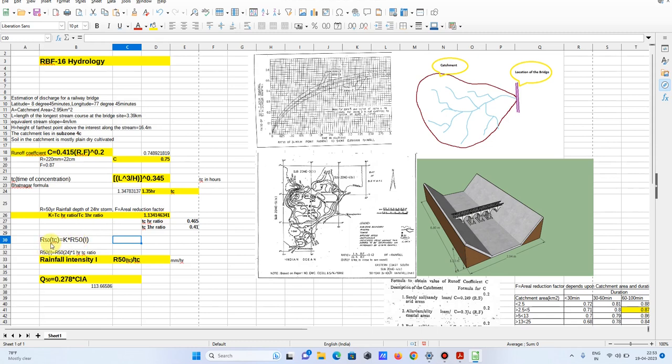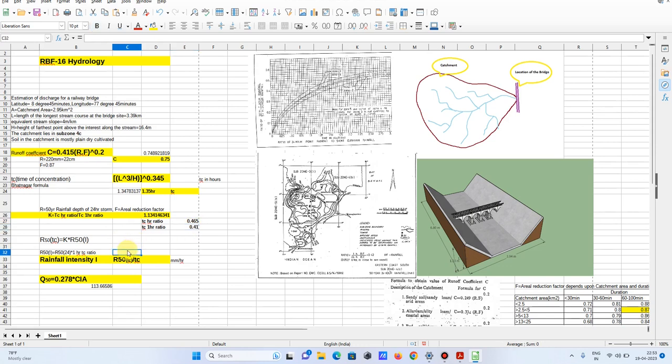Okay, so now find the next parameter. This is RTC, which equals R50 corresponding to TC. That equals K into R50I. To find the R50I, we know the 50-year rainfall depth for the 24-hour storm, that is 220 mm, or you can say 22 centimeter. This value we will multiply with the TC 1 hour ratio, which is 0.41.